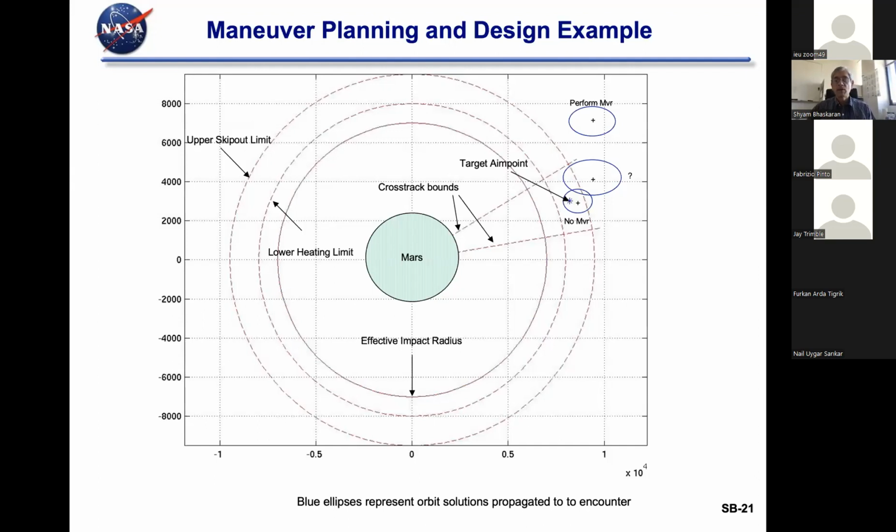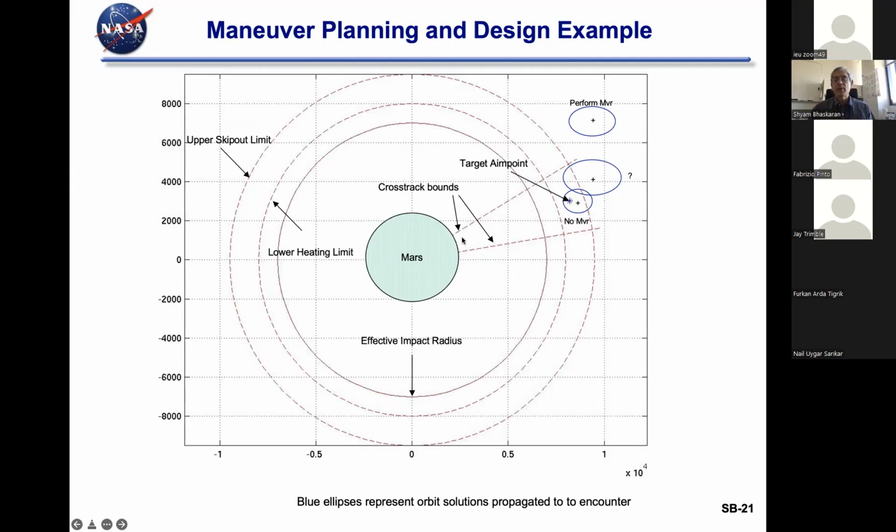Here's an example of a Mars B-plane. So we've done an orbit determination. We're mapping it forward in time to where it's going to be at the Mars B-plane, and we figure out are we in the right spot or not. So, as an example, for Mars entry, we have a target aim point, which is somewhere here between an inner skip out zone and an outer skip out zone. If you're inside this spot here, you're going to burn up in the Mars atmosphere. If you're outside the spot over here, you're going to skip out and go somewhere else.